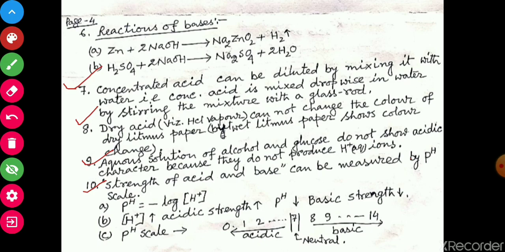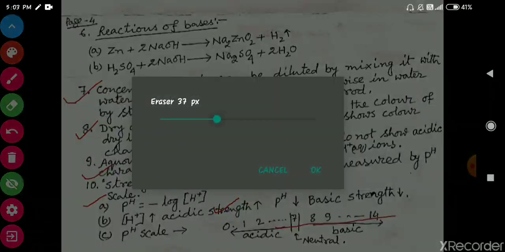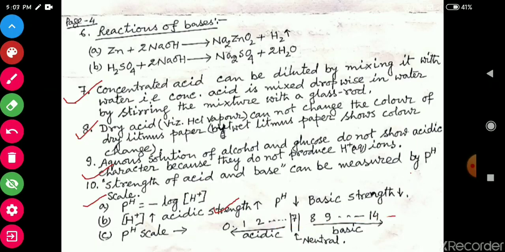pH is mathematically the negative log of hydrogen ion concentration. As hydrogen ion concentration increases, acidic strength increases, pH value decreases, and basic strength decreases. Now, the pH scale. The pH scale ranges from 0 to 14. 7 is neutral, more than 7 is basic, less than 7 is acidic.